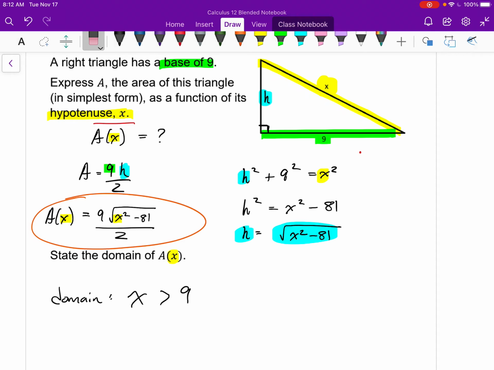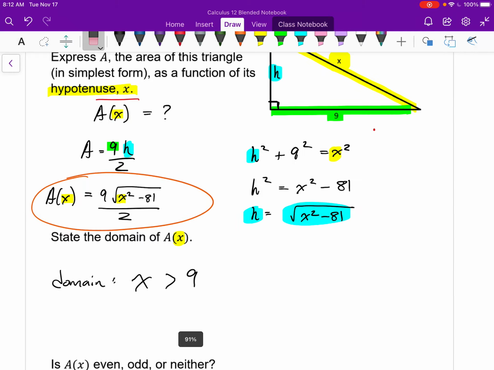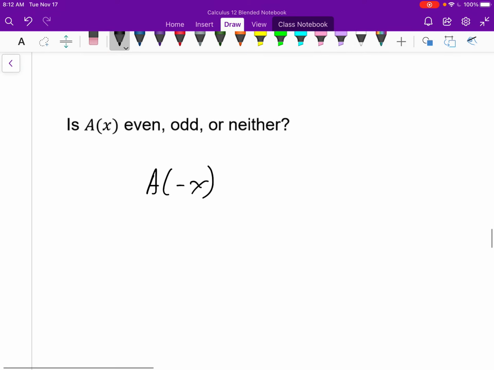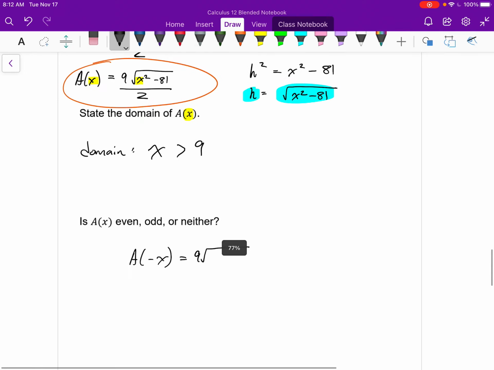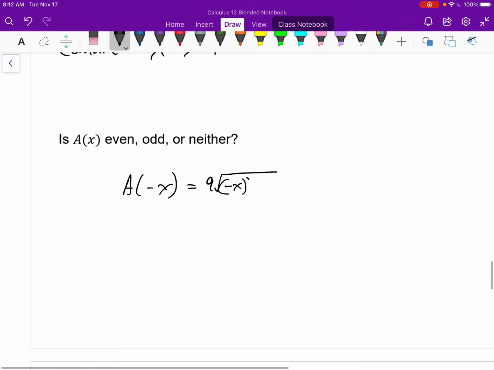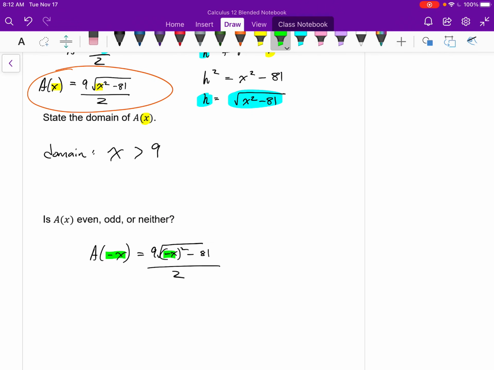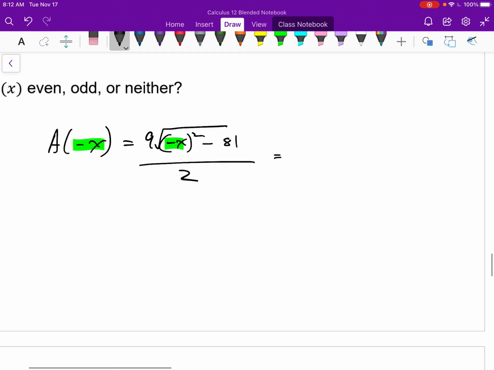Is it even, odd, or neither? Well, it might look like it's even. What do I mean by that? Well, let's see. Here's A of x. I have it circled up there in orange. Let's see what A of negative x would be. It's going to maybe look like this is an even function. A of negative x would be 9 times the square root of, I want to have the exact same order I have here, negative x squared minus 81 all over 2. I took function A of x up there and substituted the x with negative x. And if I clean this up a bit, I get 9 times the square root of negative x squared, the same as just x squared, minus 81 over 2. So it looks like it's even.